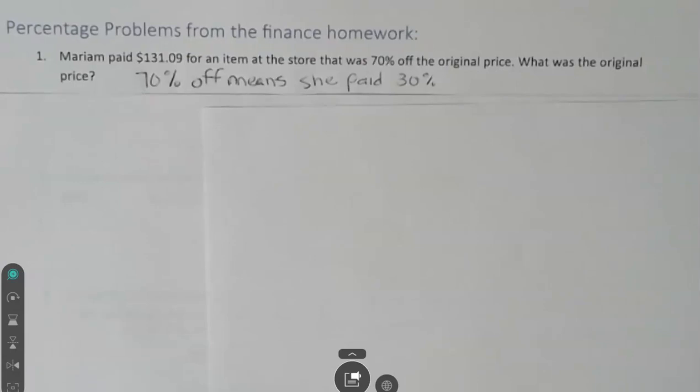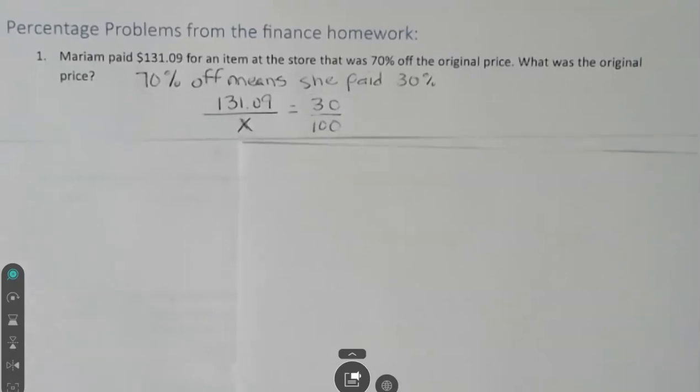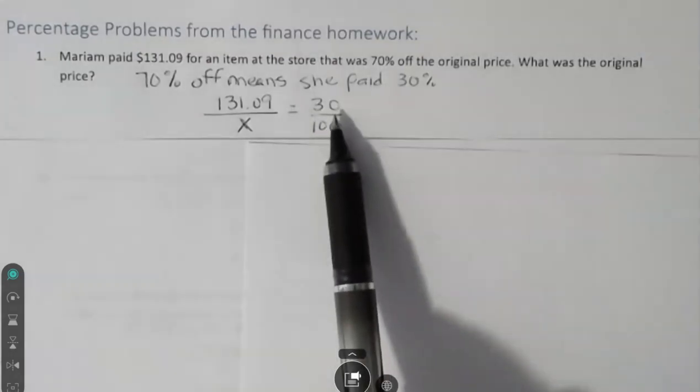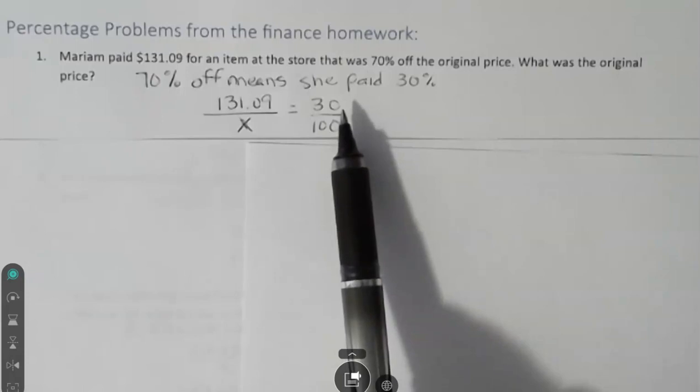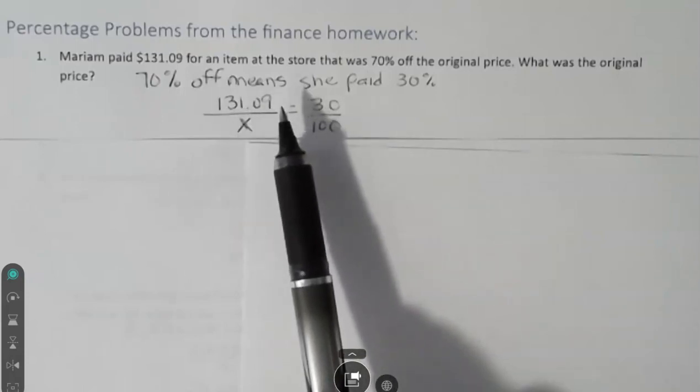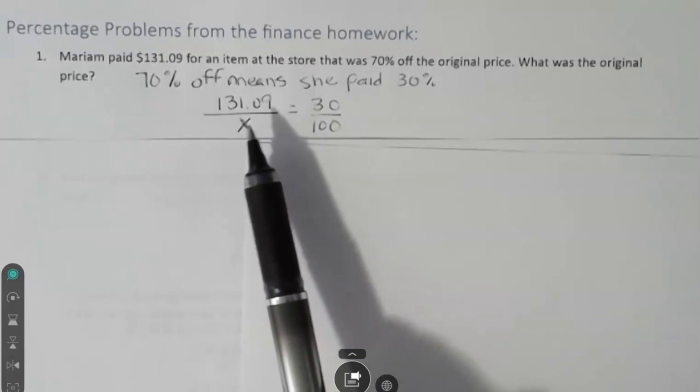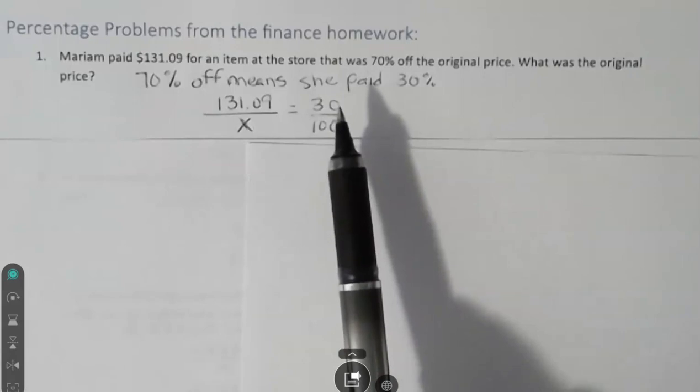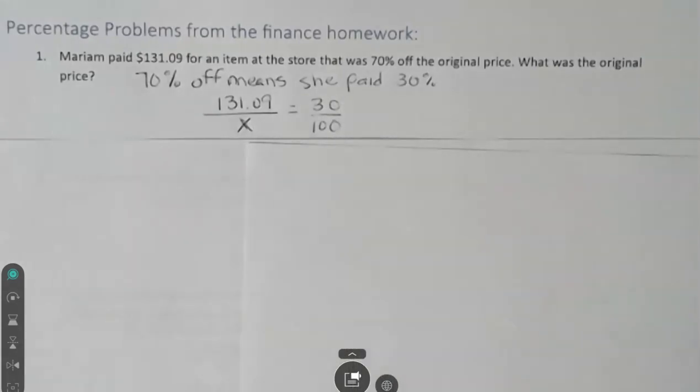So we want to know what number, if you take 30% of that number, would you get $131.09. You can certainly use a percent equation. I'm going to use the proportion here, but you can use whichever method you want. We have 30%, because that's what she paid, and what they paid was $131.09, and we're trying to figure out the original cost, the big number or base on the bottom. And we always put our 30 over 100 when we're talking about percentages.